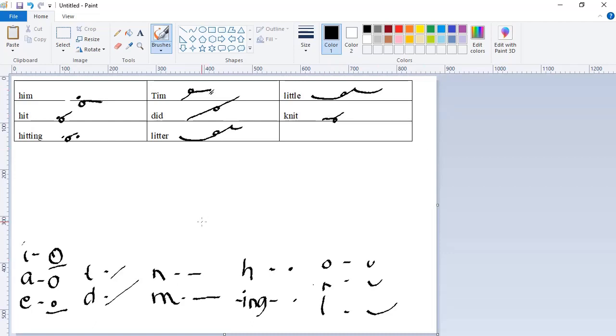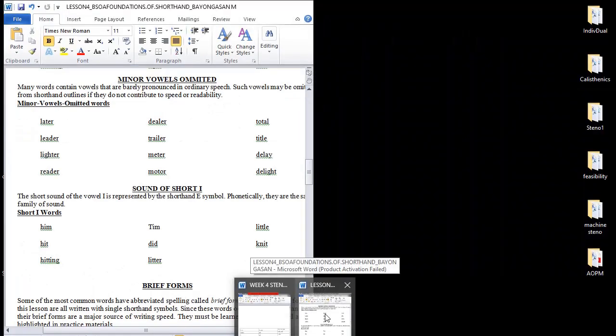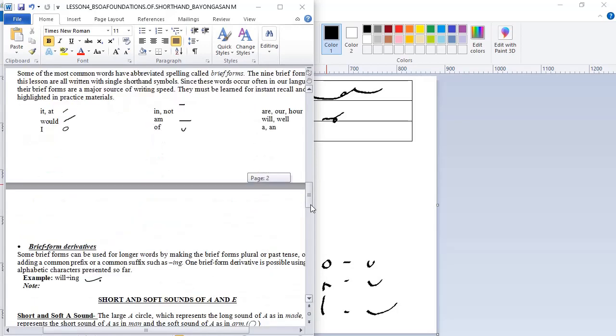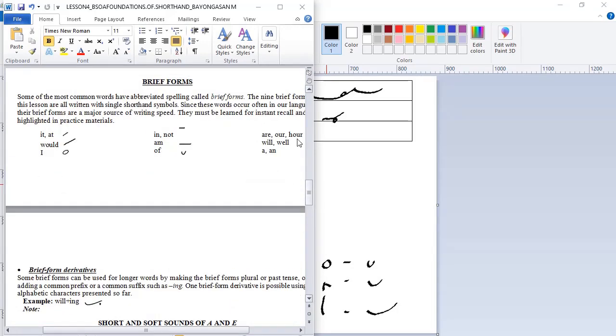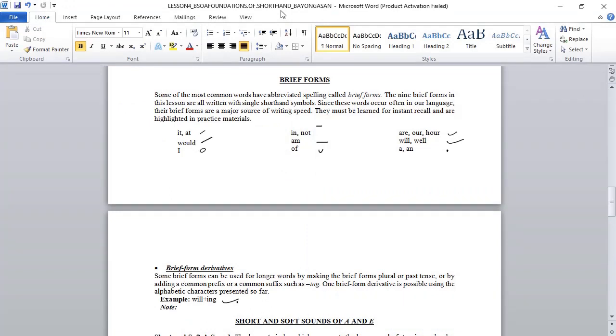Okay? So now let's move on to our next part of the lesson, and this is where you need your brains. The zombies eat our brains. No, I'm just kidding. So next is what we call the brief form. According to your module, some of the most common words have abbreviated spelling called brief form. The 9 brief forms in this lesson are written with single shorthand symbols. Since these words occur often in our language, their brief forms are a major source of writing speed. They must be learned for instant recall and are highlighted in practice materials.